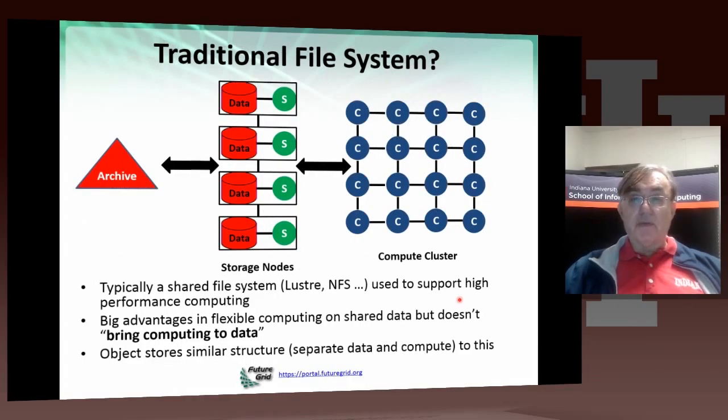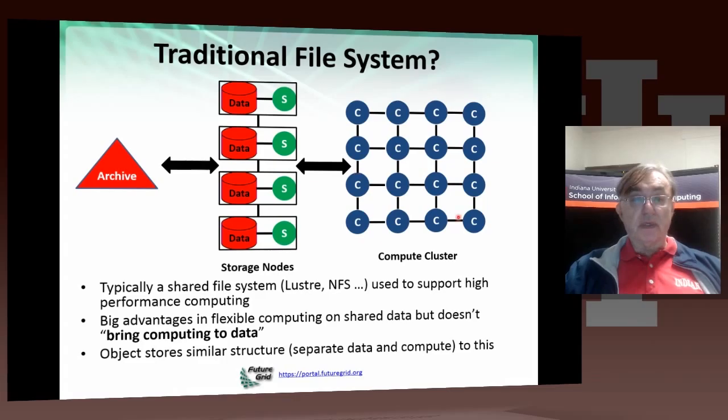Then we need to look at the file system. Here's a traditional high-performance computing file system. We have three levels: an archive, a storage system, and then a cluster. And then we can have multiple clusters here, and they all share this file system. And that file system is all backed up on the same archive. This is where technology like network file systems and Lustre come along.